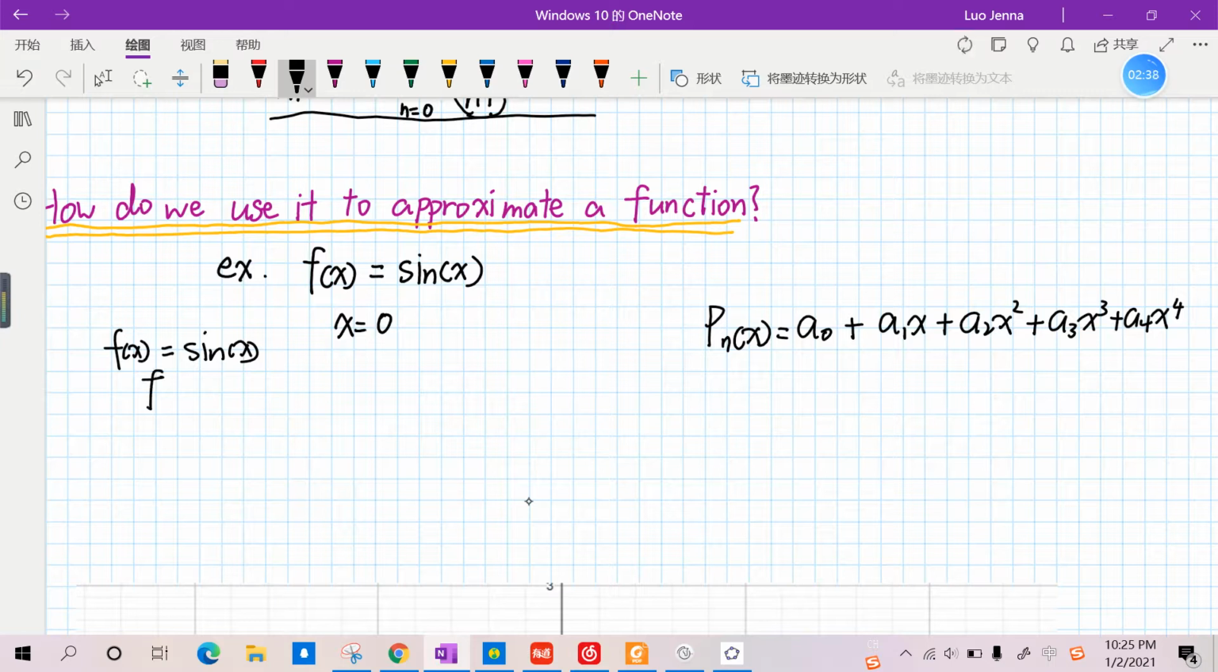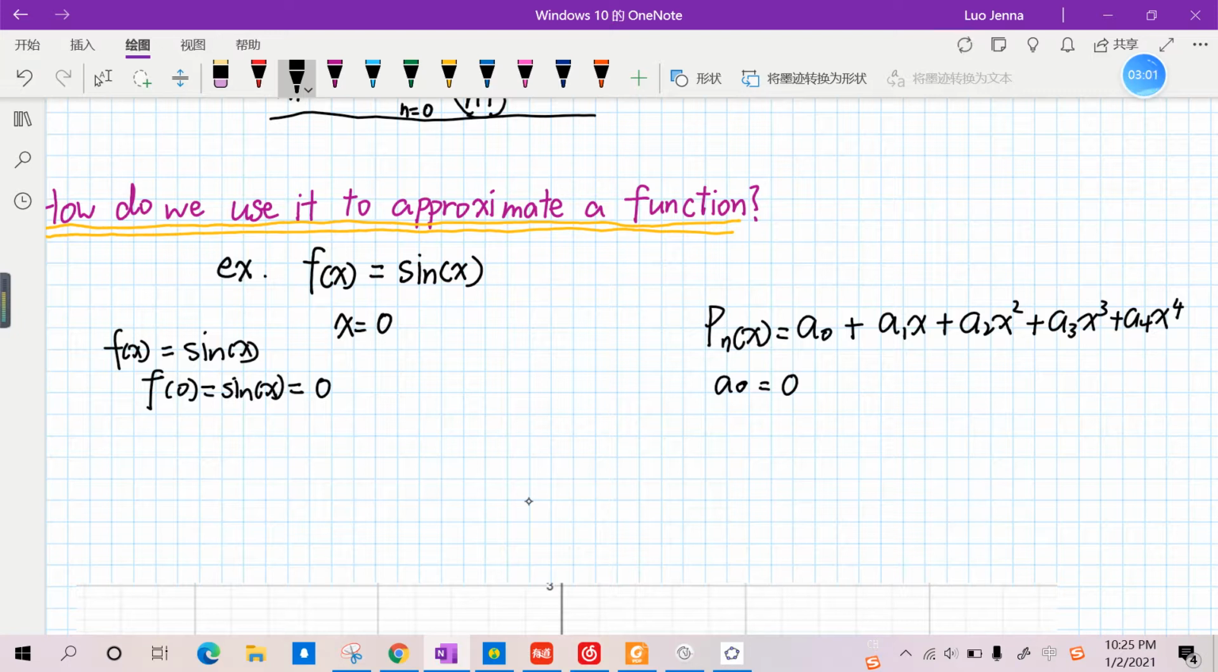So let's first calculate the zeroth derivative of sine x. Of course, it is just sine x. And x equals 0, so it is 0. So a0 is 0.